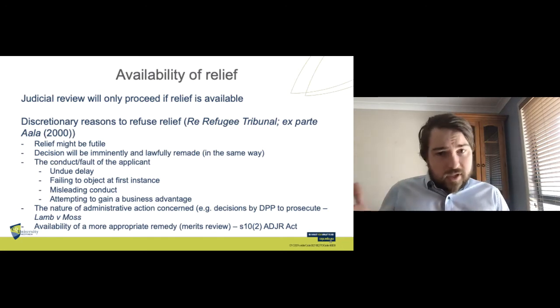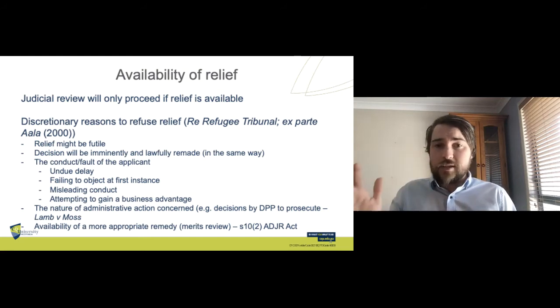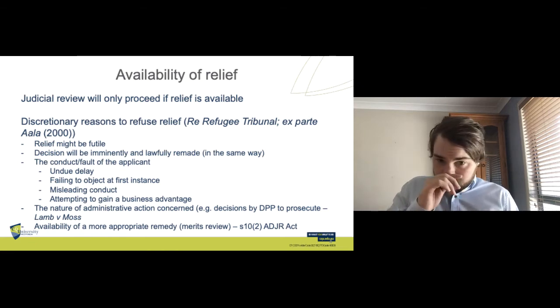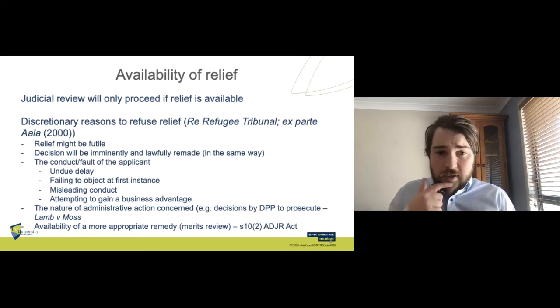Most of the time, we would expect that relief will be available, and so that won't be an issue, and we move almost straight into the question of, well, what relief are we going to get? But the court does have discretion to refuse relief, and they might do so for a range of reasons. The first would be if relief would be futile.